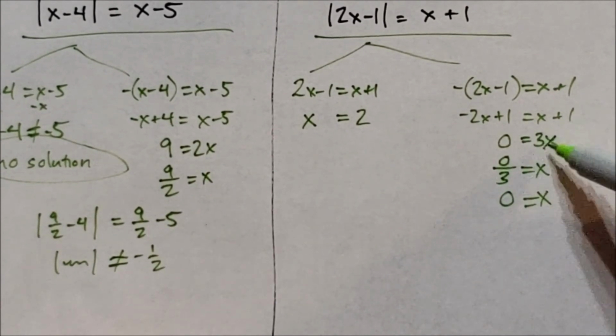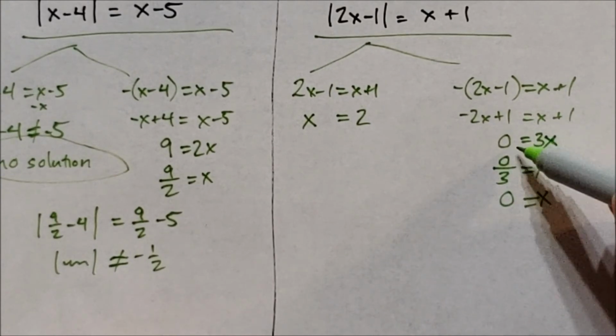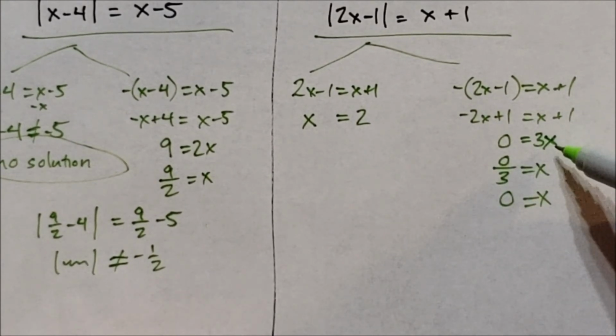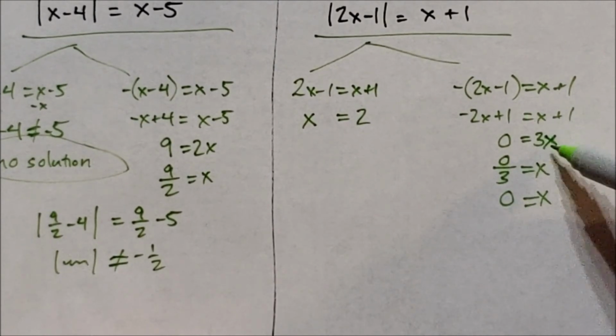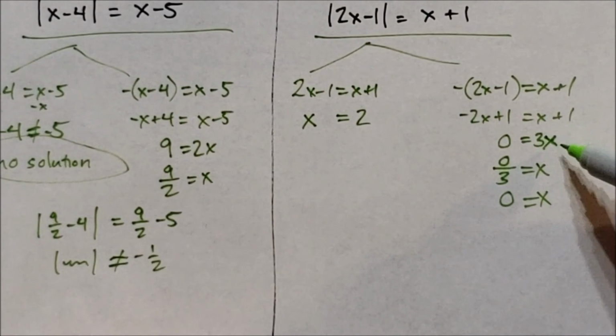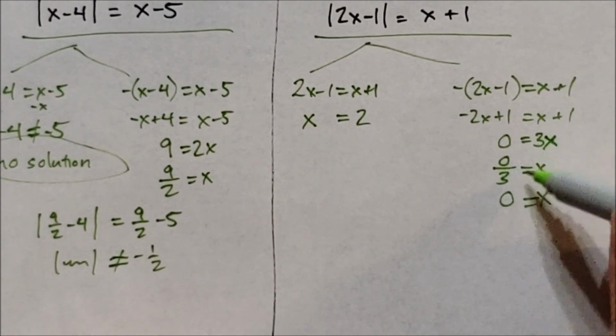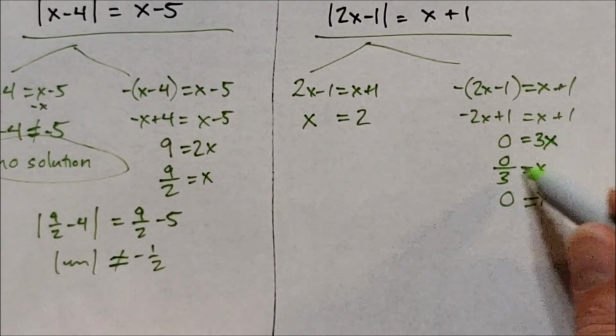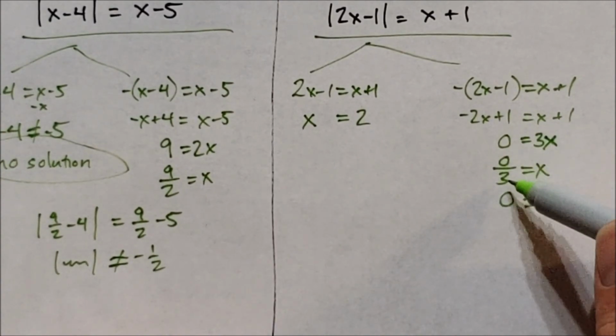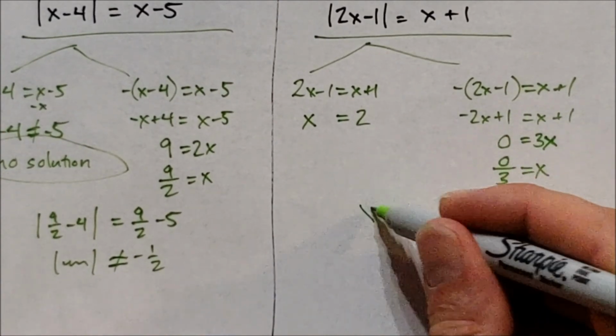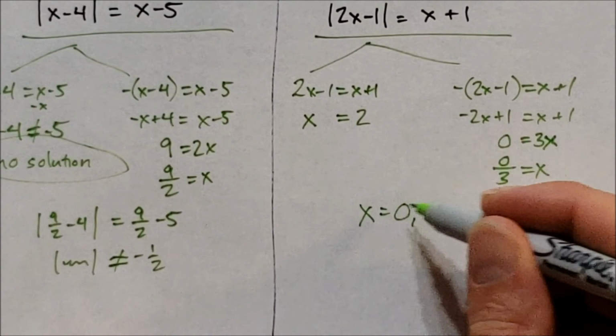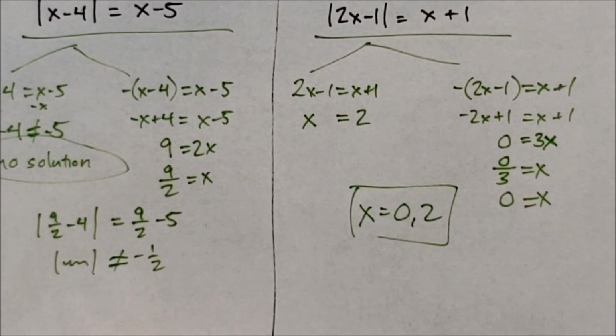Sometimes it should be intuitive that the only way we can get 0 out of 3 times something is if that something is 0. But solving it using our normal steps, divide by 3 on both sides of the equation, 0 divided by 3 is 0. So x is equal to 0 or 2 as our final solution.